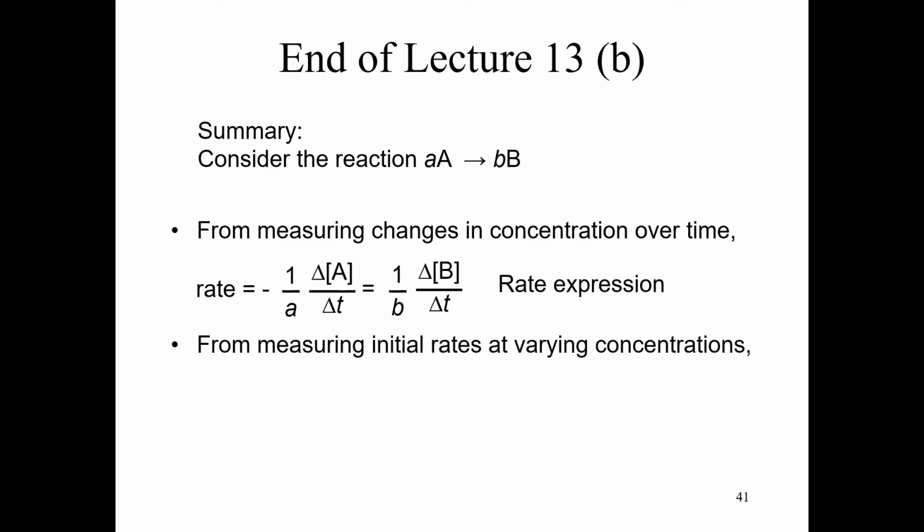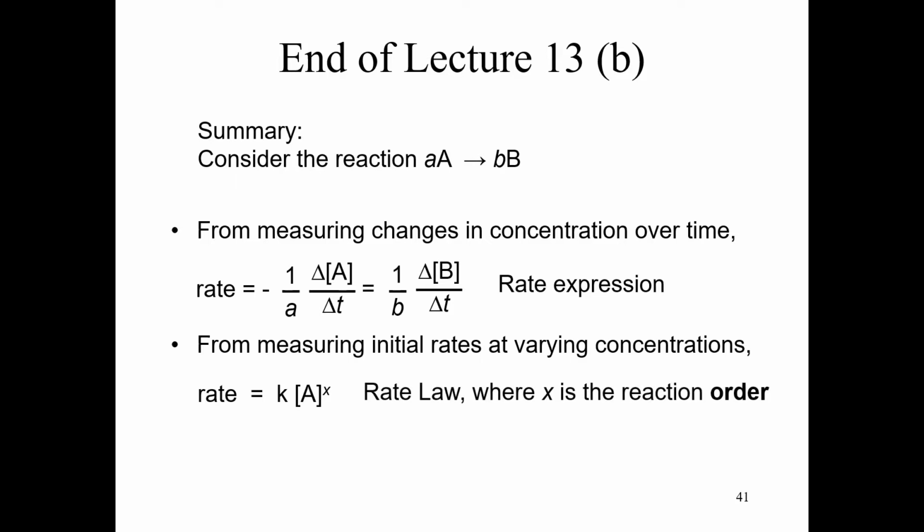Now, from experiments where we measure the initial rates at varying concentrations of reactant, we can arrive at an expression that looks like this. Rate equals k times [A] to the x power. This is what we call the rate law, where x is the reaction order and k is the rate constant. And remember, the value of x, the reaction order, is not necessarily the same as the stoichiometric coefficient. The rate law has to be determined experimentally.